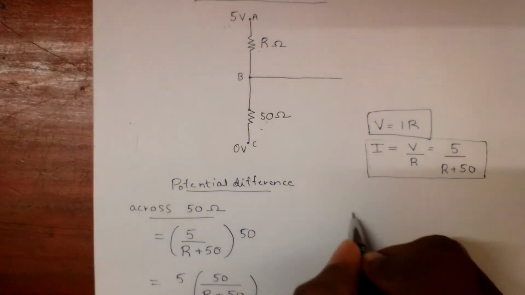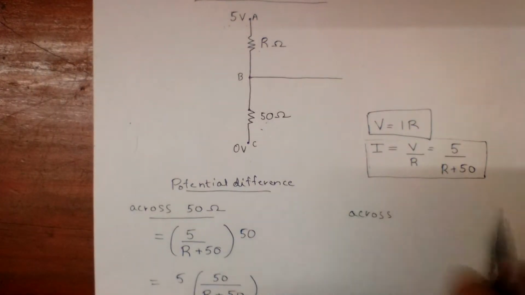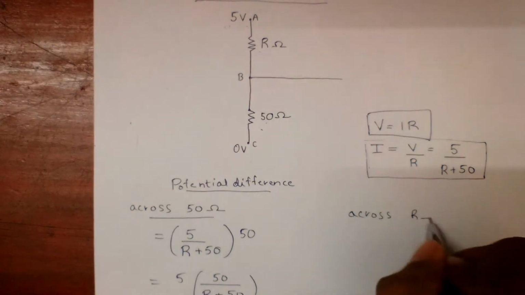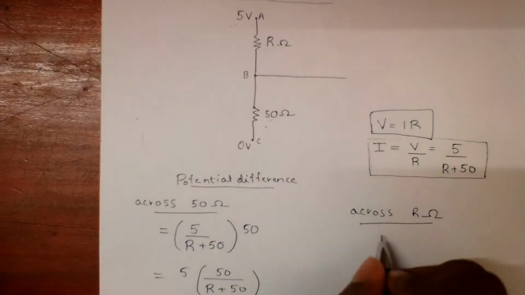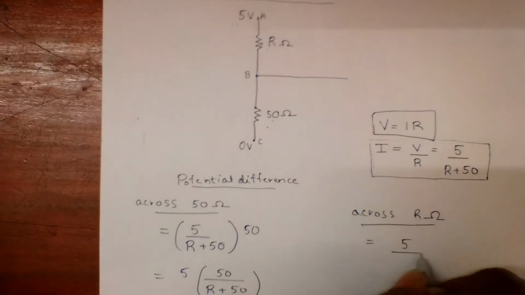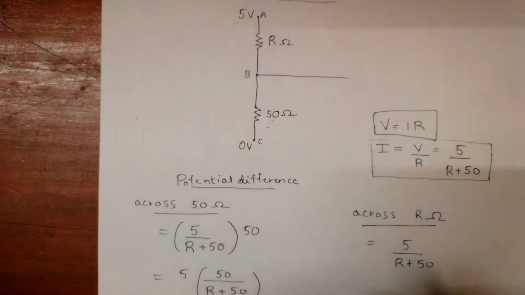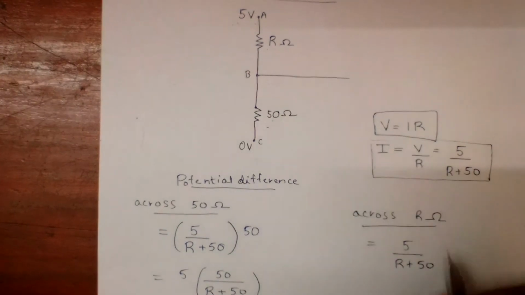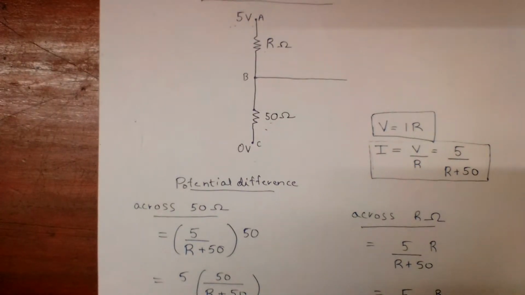And across R ohm, again using V is equal to IR, I is again 5 by R plus 50, and resistance is R. Let's write it as 5 into R by R plus 50.